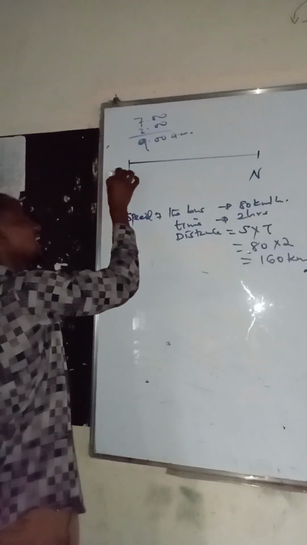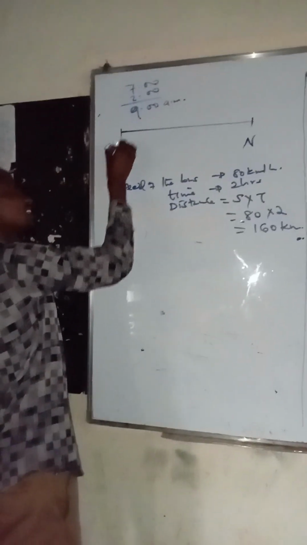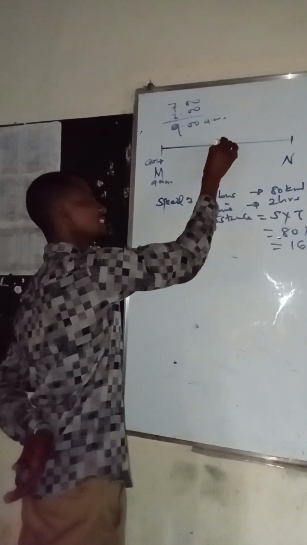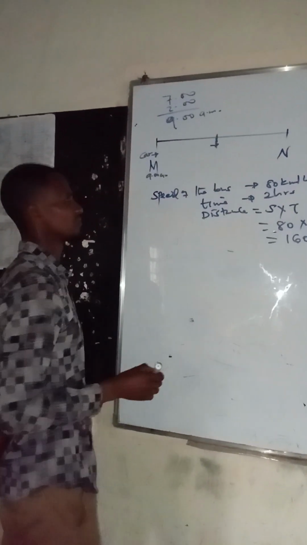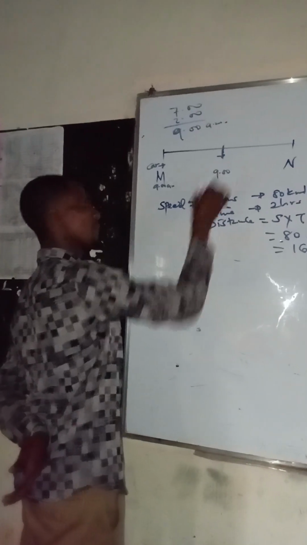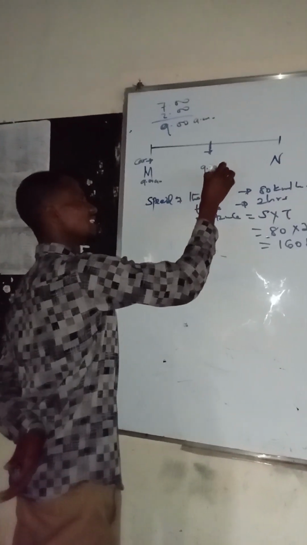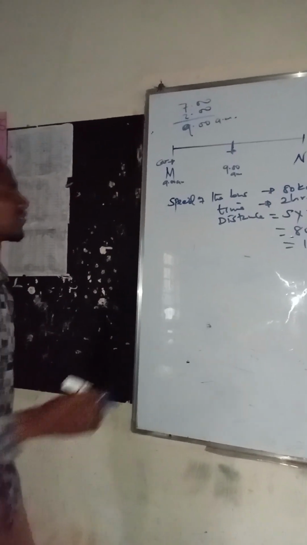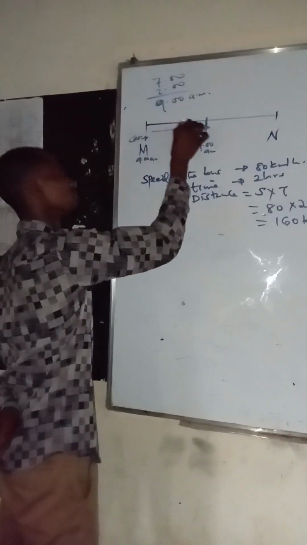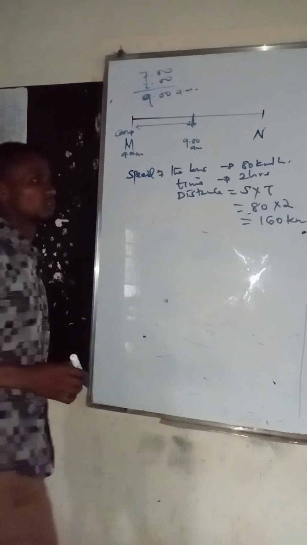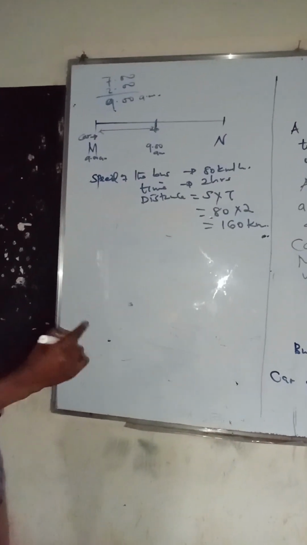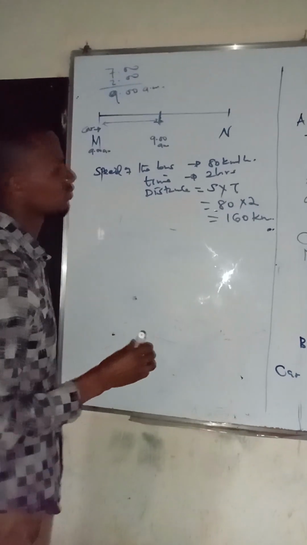So if this is the car and it is starting the journey at 9:00 a.m., the bus is at this point. At 9:00 a.m., the bus is already on the way. So there is this distance between the vehicles, and that is what I told you to know. First of all, you must note the distance between the vehicles so that you are able to calculate.